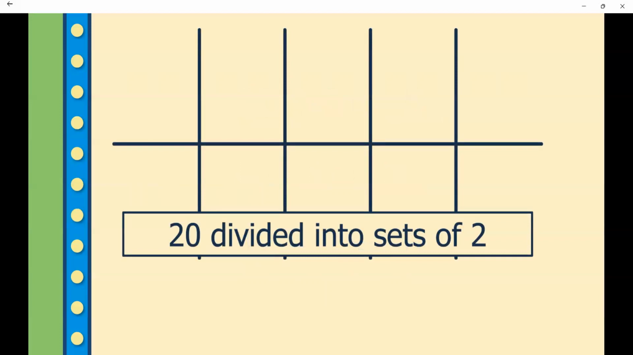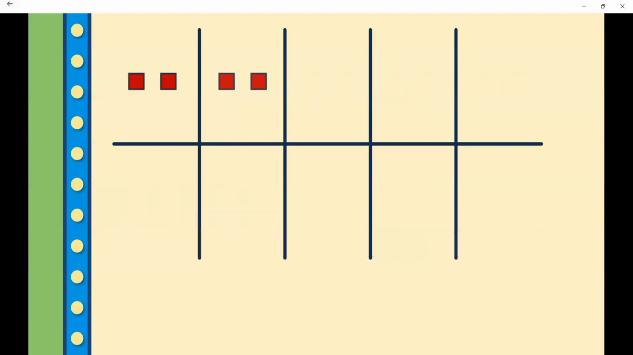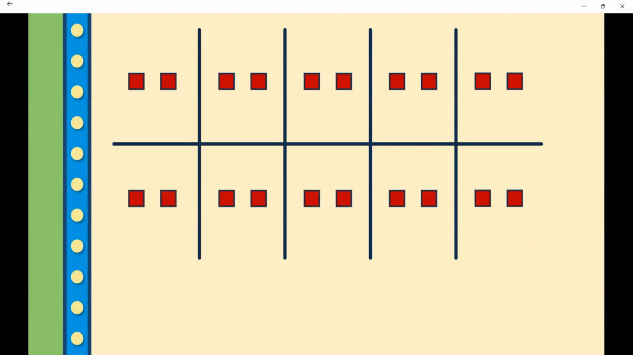Here is another grid. We have 20 blocks total, and we're going to divide them into groups of 2. So let's look at that. Here's my groups of 2. Going to put 1 in each set so I can take care of all 20. And then it's going to show you that I have 20 total divided into groups of 2. And how many sets am I going to have? I'm going to have 1, 2, 3, 4, 5, 6, 7, 8, 9, 10. So I have 10 sets of 2 blocks in each set for a total of 20 blocks.